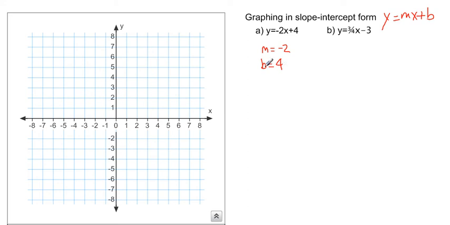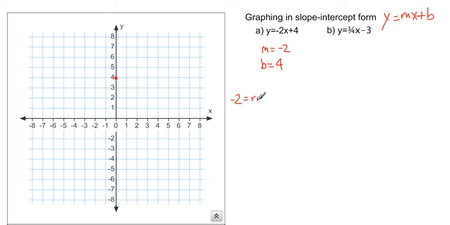Since the b value is 4, that means that I can go up 4 here in a positive 4 direction and put a dot. The graph of this equation is going to pass through or intercept the y-axis at this location. That's what a b value of 4 or a y-intercept of 4 means, that the graph is going to intercept the y-axis there. To get to the second point, I'm going to use slope. And the slope of this line is negative 2.